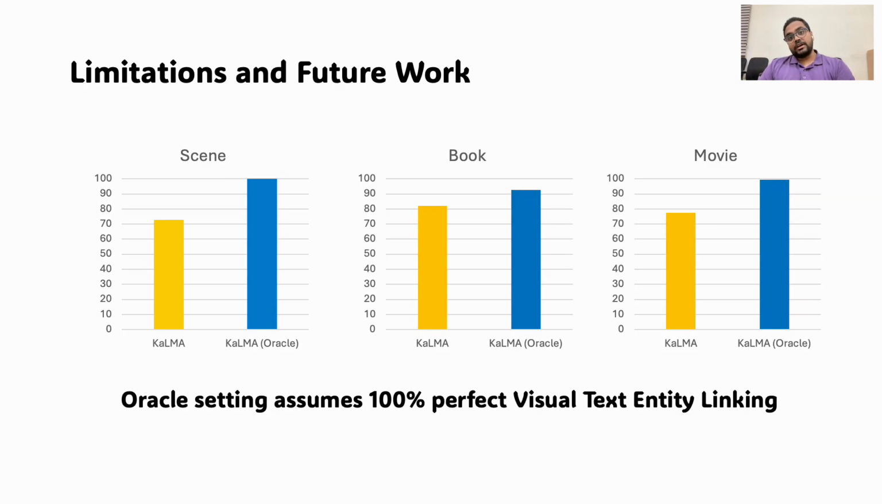So limitations and future work. See, we have also run the experiments in KaLMA, right, in an Oracle setting. So the Oracle setting assumes 100% perfect visual text entity linking. Where let us say given an image, we assume that we always know the ground truth entity, right? So here if you see, when we assume 100% visual entity linking, the numbers are closer to 100. So this shows that there is still a lot of scope for improvement. The improvement can be from the visual recognition engine being improved, or visual text entity linking itself being improved, etc.